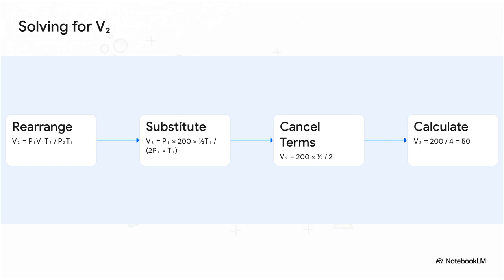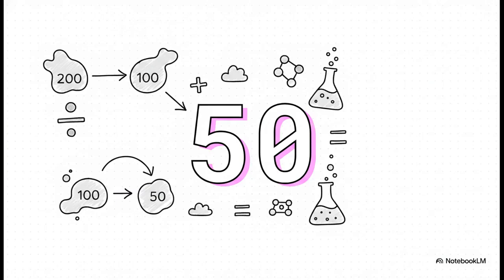And now for the most satisfying part. We can just boldly strike through the identical P1 and T1 terms on both the top and the bottom to simplify everything. That leaves us with a super clean setup. V2 equals 200 times a half divided by 2. Let's finish up that arithmetic, shall we?